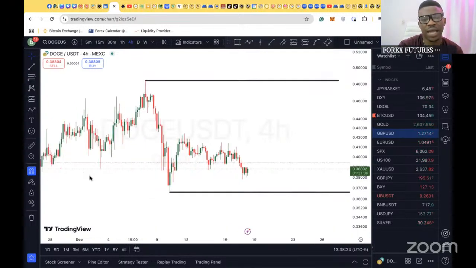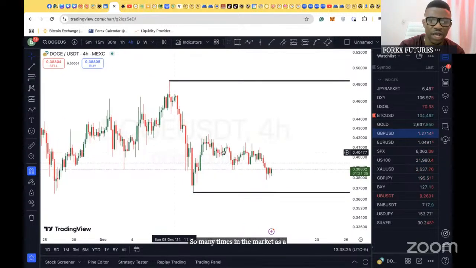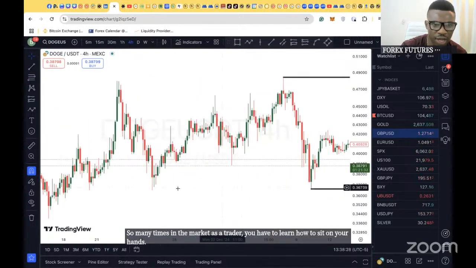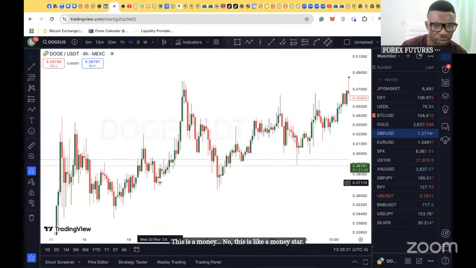So many times in the market as a trader, you have to learn how to sit on your hands. This is not a morning star. This is also not a morning star.